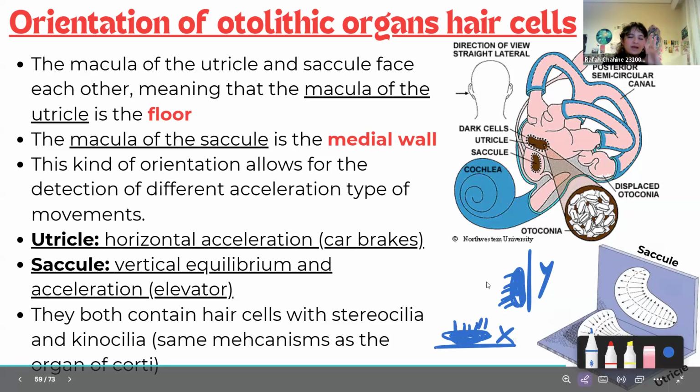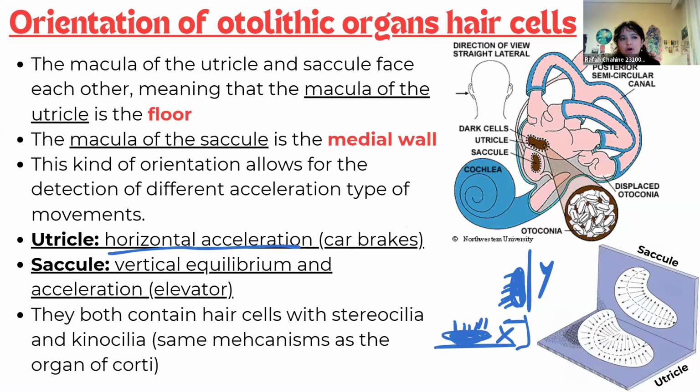Why is that different? It's different because the macula of the utricle is on the x-axis, so it will be more keen to recognizing horizontal acceleration, things like car brakes. Meanwhile, since the saccule is vertical, on the y-axis, it will be more prone to sensing vertical equilibrium and acceleration, for example an elevator. If I close my eyes in an elevator, I'd still be able to tell whether I'm going up or down, and that is thanks to the saccule. If I'm in a car with a blindfold on, and I'm not the driver, I know when we're going back and when we're going front because of my utricle.